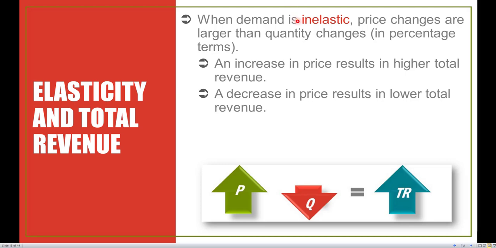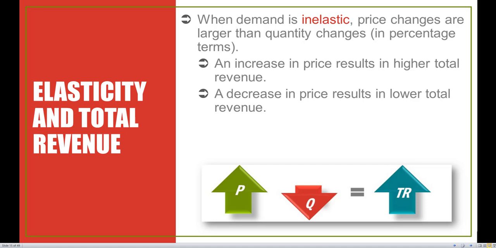So when demand is considered to be inelastic, price changes are larger than quantity changes. So the denominator is greater than the numerator in this case in percentage terms. So an increase in price results in higher total revenue. So anytime a firm is selling a good that is considered to be inelastic, in order to maximize their total revenue, they're going to want to increase the price. If they do the opposite and decrease the price, it's going to result in lower total revenue, because the price changes are larger than quantity changes in this instance, so they don't want to lower the price. So this is exactly what the firm should do if it's facing an inelastic demand.